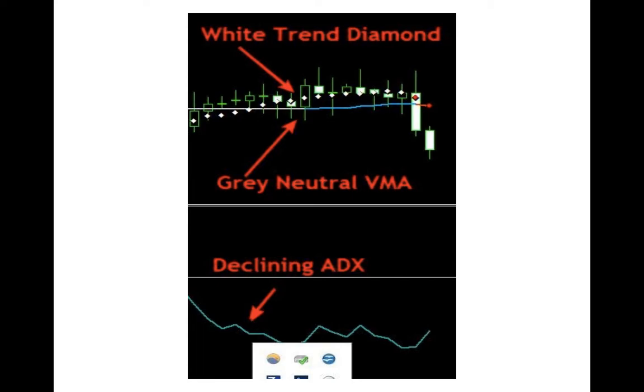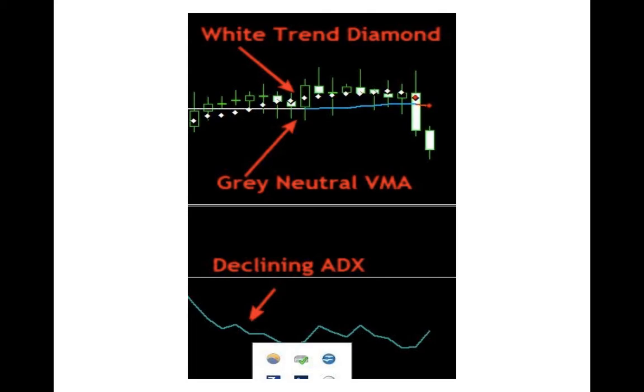Okay, the VMA is either going to be gray for neutral, or blue for bullish, red for bearish. And then the diamonds are either going to be green for bullish, white for neutral, or red for bearish. If you're using the CCI instead of the trend diamonds, then when it's above 100, that's considered bullish. When it's below 100, that's going to be neutral. And when it's below negative 100, that's going to be bearish.